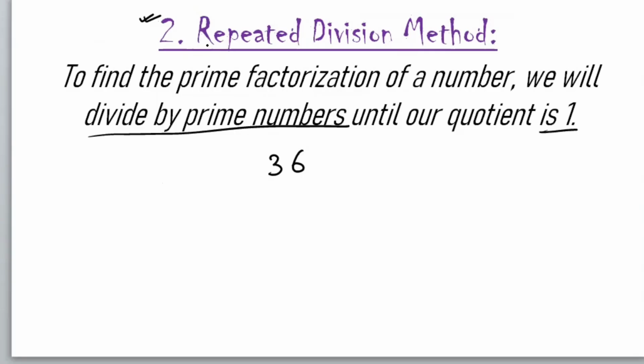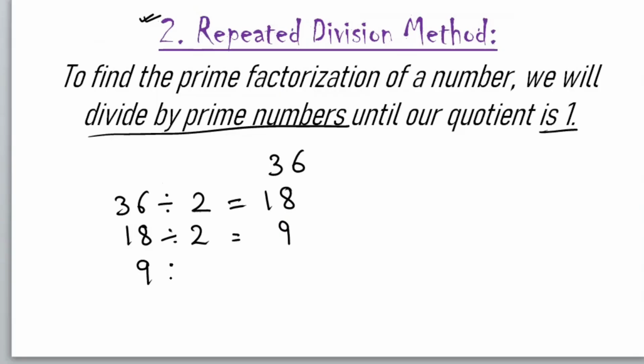So by using the repeated division method, say 36 divided by 2. We can only divide the number by prime numbers. We can't divide with composite numbers. Always keep in mind, if you are using the repeated division method, you have to always divide with prime numbers. 36 divided by 2 will be 18. Then again, we have to divide 18 by another prime number. 18 divided by 2 will be 9.